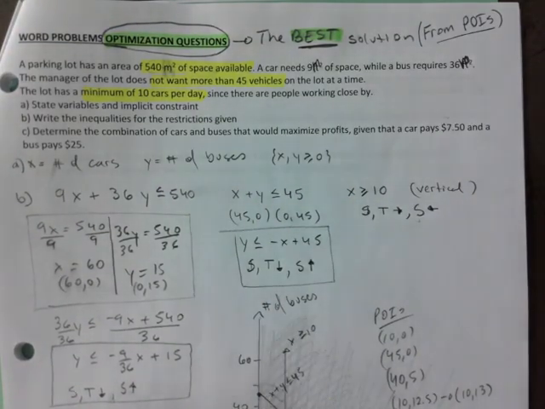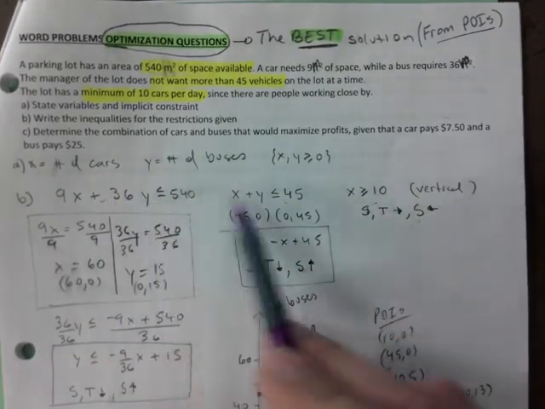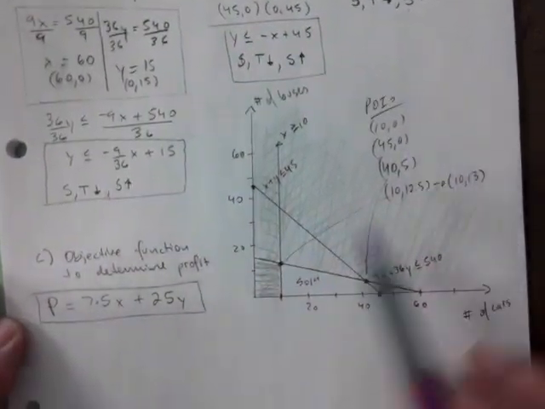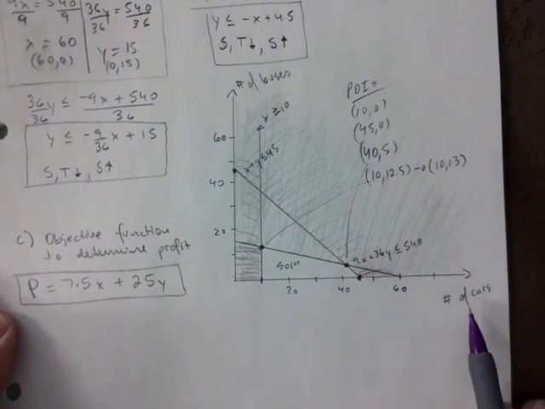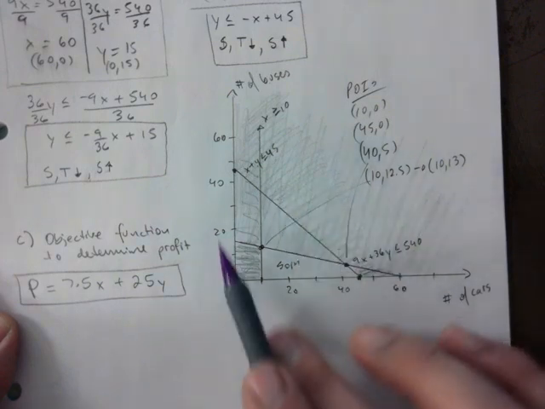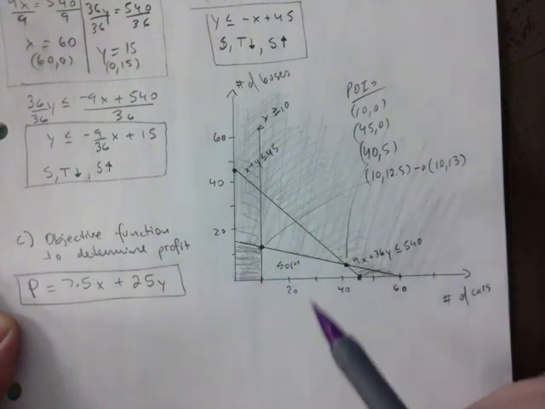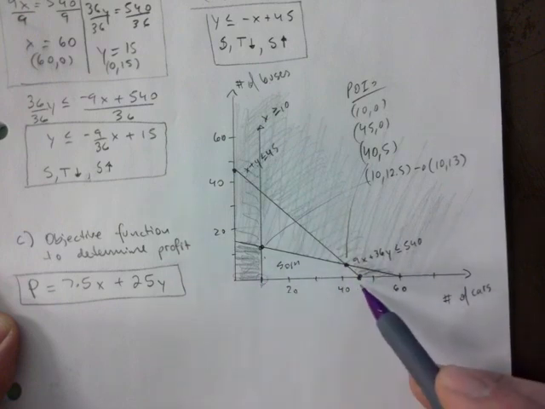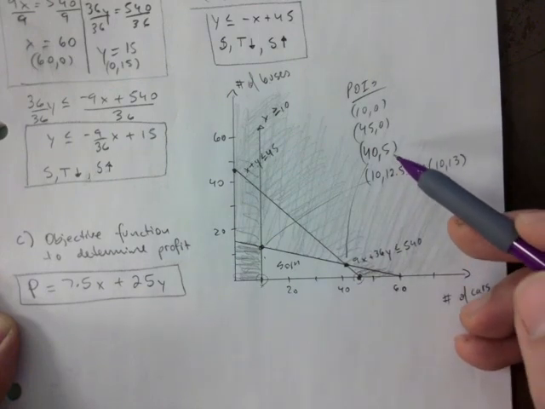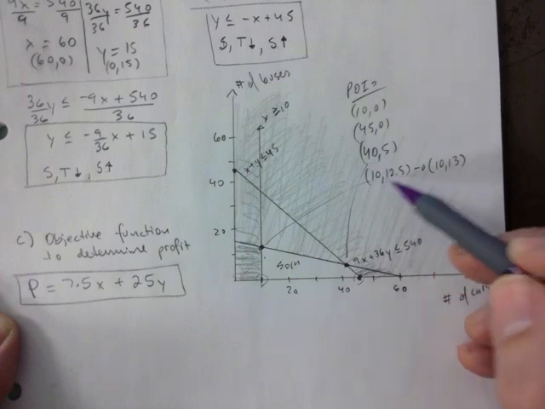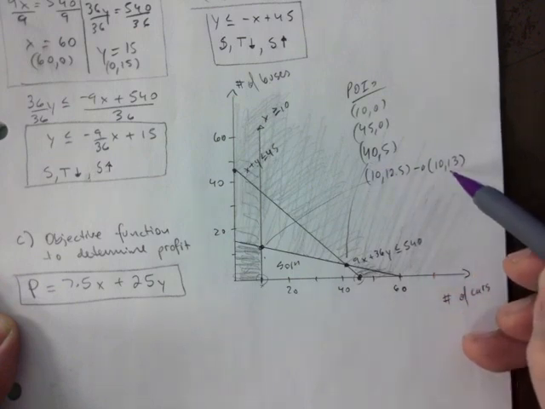Okay, so we developed our system. I wrote them side by side. We worked it all out. We ended up with our graph here, comparing the number of cars and the number of buses. Once we've graphed everything, we figured out the solution region. We had 1, 2, 3, 4 corner points. These 2 here you could read, and then the other 2 we found. And remember that this one here needed to be rounded given the word problem. Only if it's a word problem.